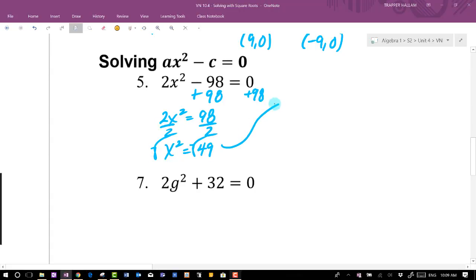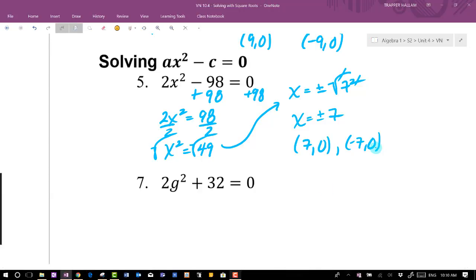I'm going to come up top here, and we're left with x equals plus or minus, don't forget to add that, right, the square root of 7 squared. Again, the square root and the square cancel, leaving us x equals plus or minus 7. Again, we can write that out as x equals 7 or negative 7, or you could even get fancy and say the intercepts are 7 and 0, and negative 7 and 0. Those are the two possible solutions for this quadratic function that we're looking at.